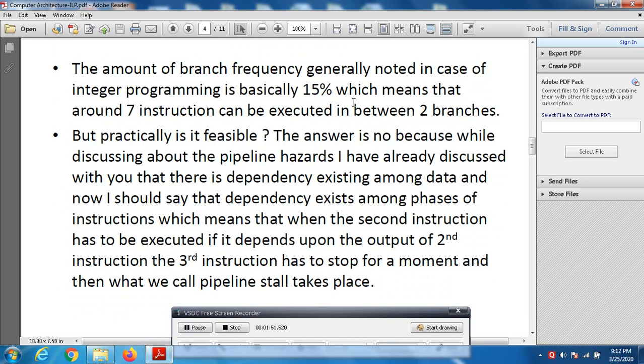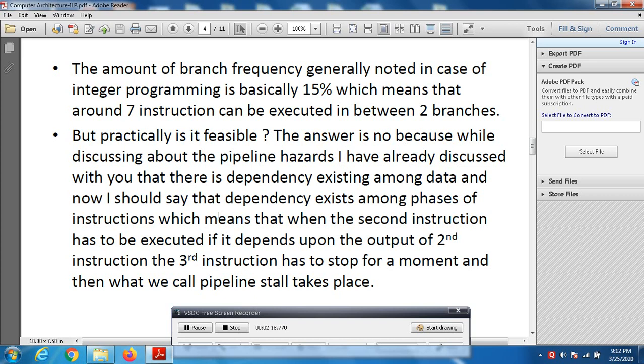Now, the branch frequency generally noted in the case of integer programs is basically 15%, which means that around 7 instructions can be executed in between 2 branches. But practically, is it feasible? The answer is obviously no, because while discussing pipeline hazards, I have already discussed with you that there is a dependency existing among data.